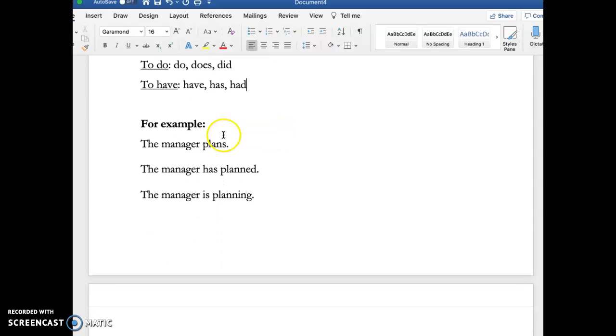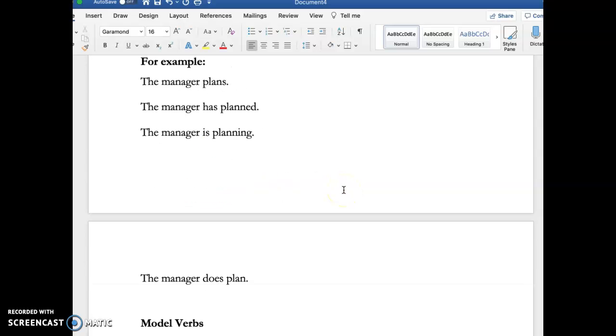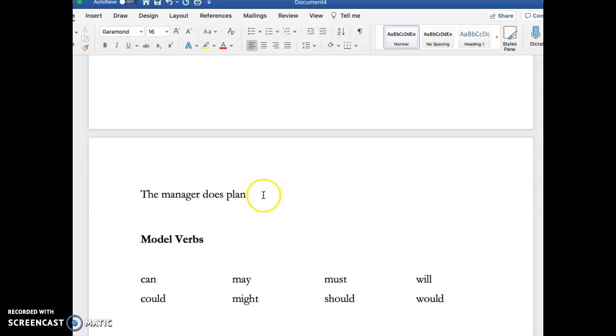So here's some example, right? The manager plans. That means like today, the manager plans. But if I say has planned, I'm putting it in the past, right? I wouldn't say tomorrow the manager has planned. I would say yesterday the manager has planned, right? Today the manager plans. Or the manager is planning, which means that it's happening like literally right now as we speak. So by adding these extra verbs to our verbs, we are giving a little bit more information about how to think about the verb being done. Here's the last one. The manager does plan. That again is adding that sort of emphasis to it as if you were sort of correcting a misunderstanding.